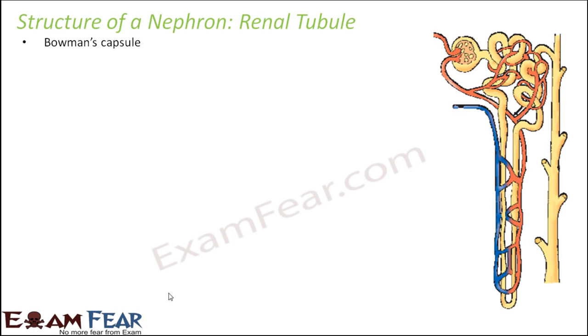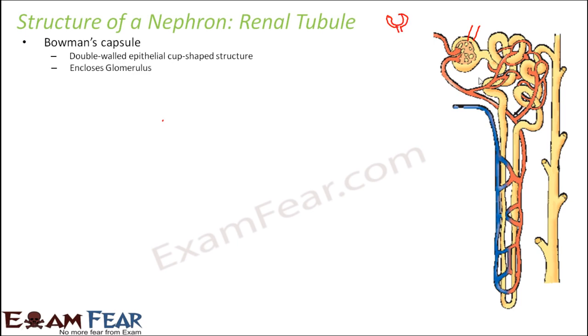The first part is the Bowman's capsule. Capsule, the name again, that's a covering. So it is the covering of the glomerulus. As I said, capsule should always remind you of covering. So this is going to cover your glomerulus and it is a double-walled epithelial cup-shaped structure. So you can see the two walls. This is one wall, this is another wall. It is made up of epithelial tissues and it is a cup-shaped structure. You see? Shape of a cup like this.